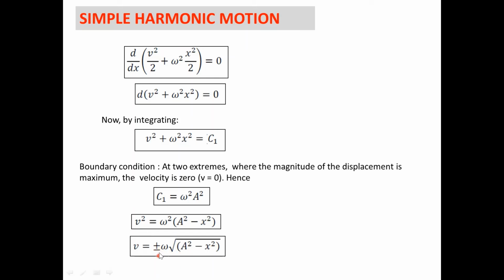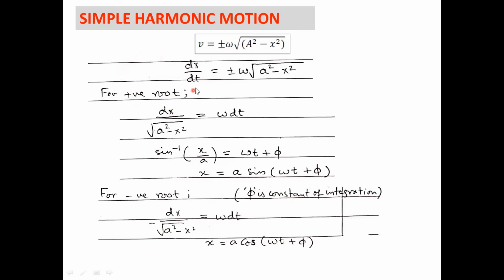Now you see we have two roots, one with a plus sign and the other with a minus sign. First, for the positive root, plus omega into under root of a square minus x square, we can write this equation like dx over under root of a square minus x square equals omega dt. From trigonometry, we know this is nothing but sine inverse of x over a, which equals omega t plus phi, where phi is the constant of integration. So we get x equals a sine of omega t plus phi. This is the first solution, in terms of sine.